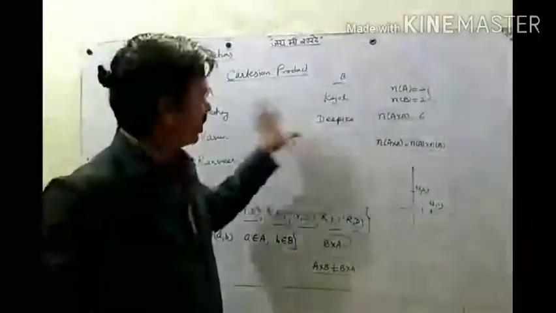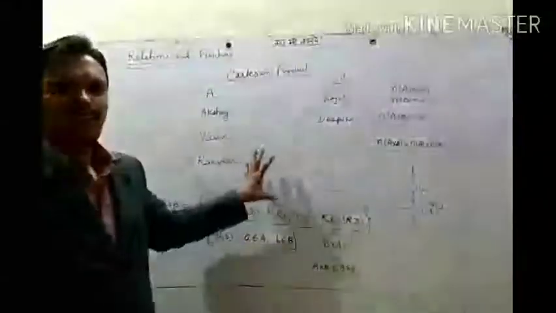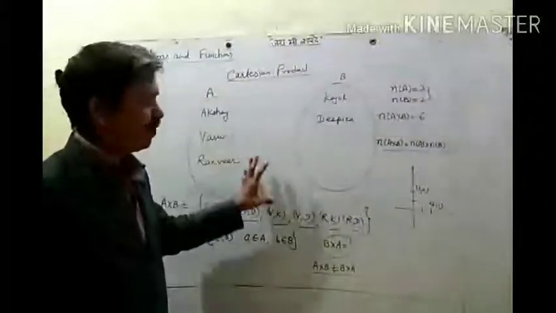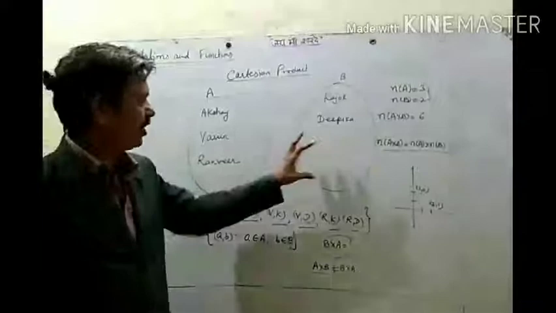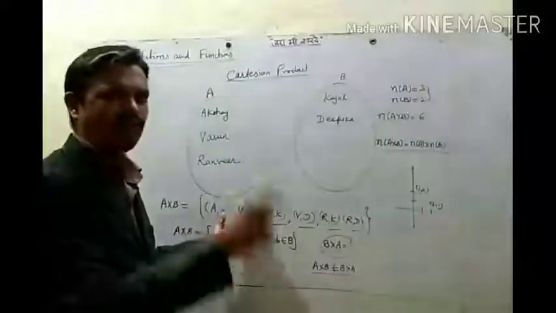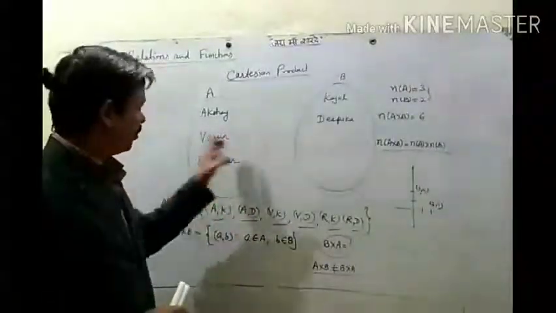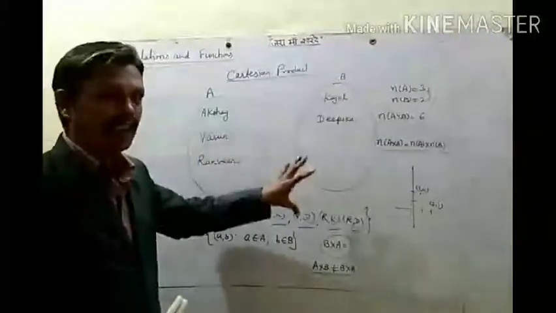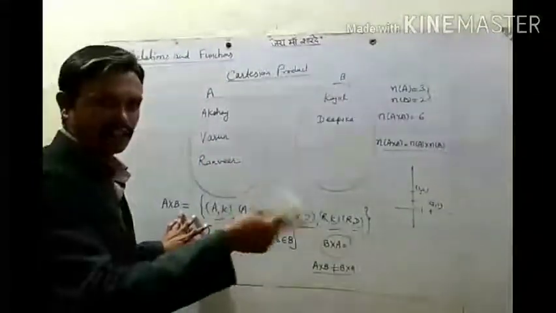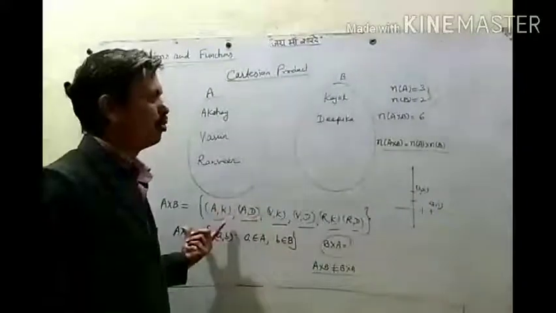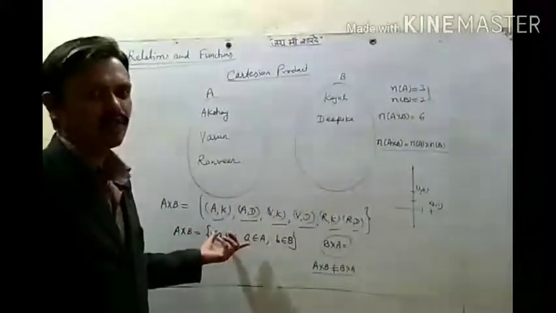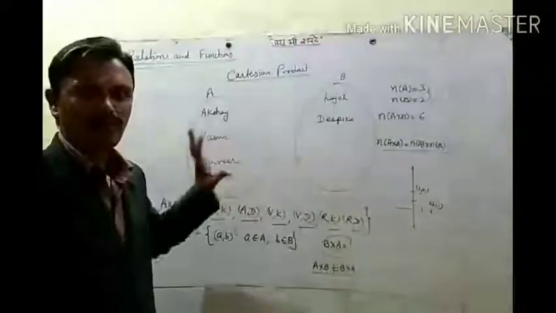If either set A or B is infinite, then there will be infinitely many elements in A cross B. If both are finite, A cross B will have finitely many elements. If either A or B is empty, then A cross B will be the empty set only, because we cannot make a pair.